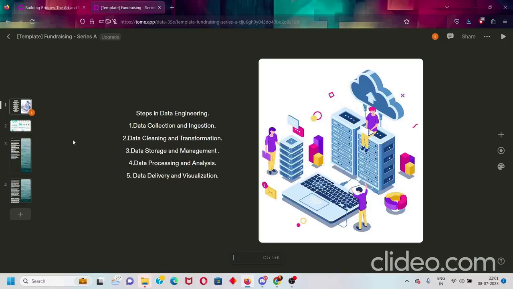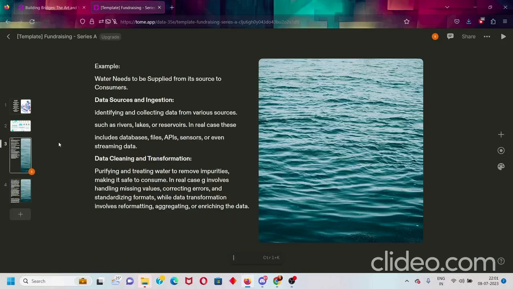So, steps in data engineering. Here we have these steps: data collection and ingestion, data cleaning and transformation, data storage and management, data processing and analysis, data delivery and visualization. These are the steps involved in data engineering, and these steps are performed by data engineers. For example, let's take water as an example for explaining how a data engineer does their job.